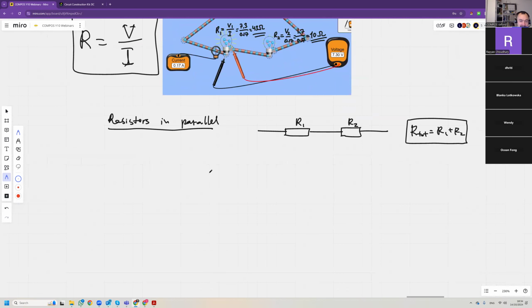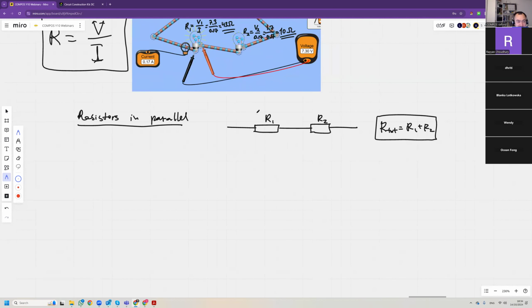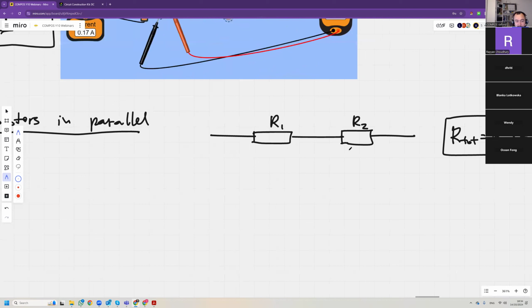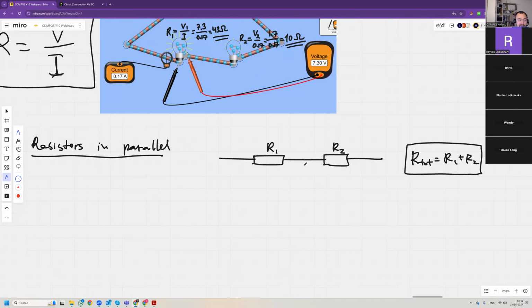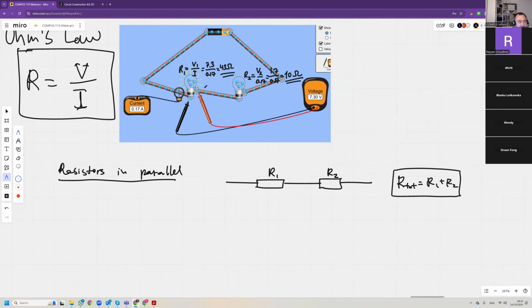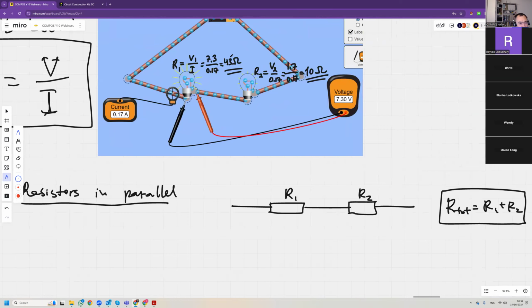Right, so the total resistance. If you have a 5 ohm and a 10 ohm resistor, the total resistance is going to be, no, please don't do that. The total resistance is just going to be adding the two. Let's see if that actually works.